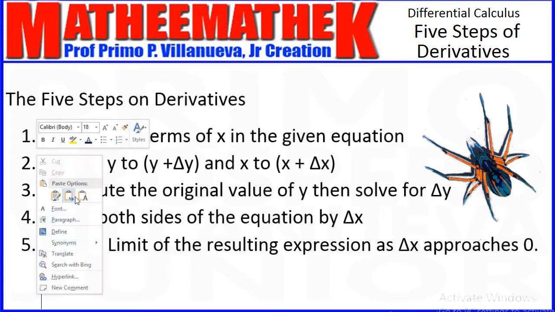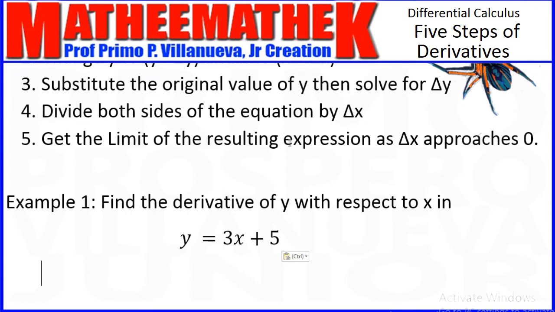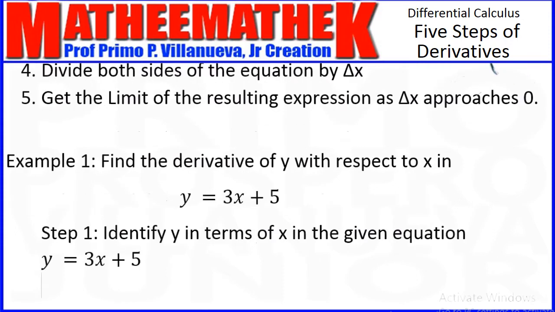Example: find the derivative of y with respect to x in y is equal to 3x plus 5. Step 1. We need to identify y in terms of x in the given equation. y is equal to 3x plus 5. So, we have to see to it that in the left side, we have y only, and in the right side, all the remaining members of the equation.